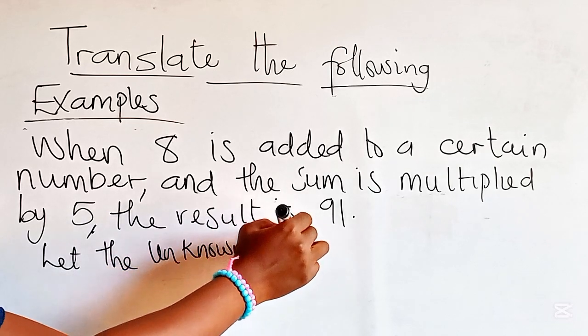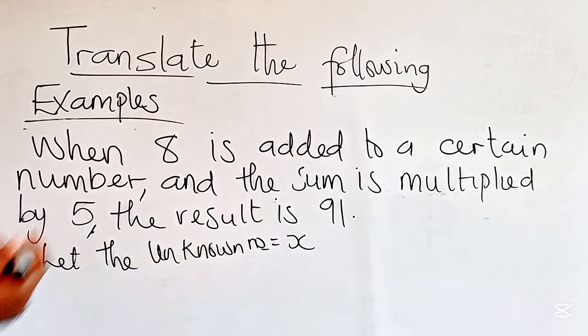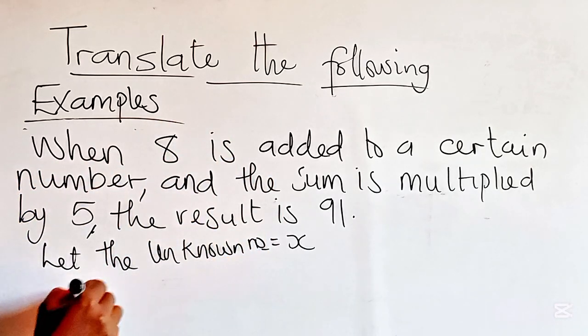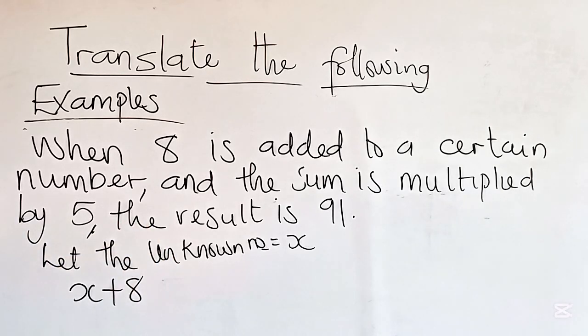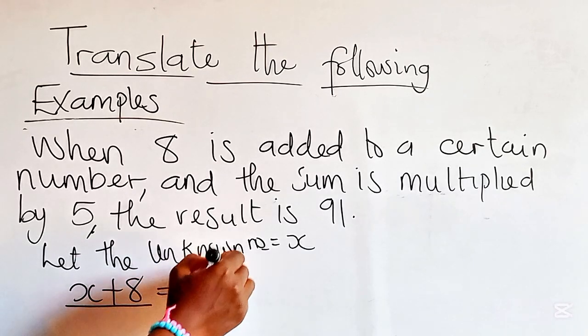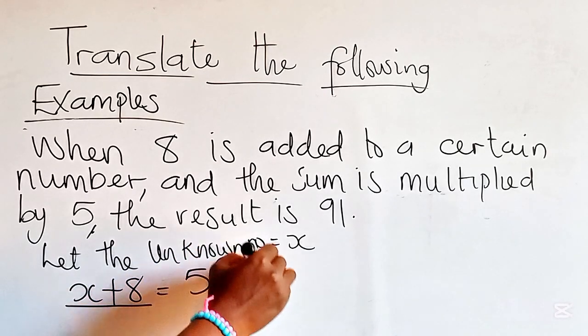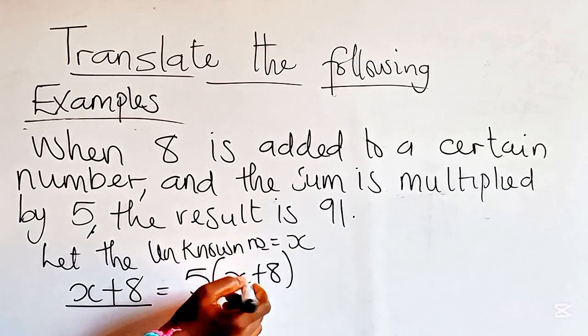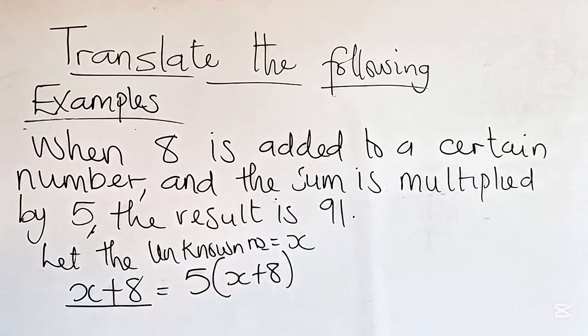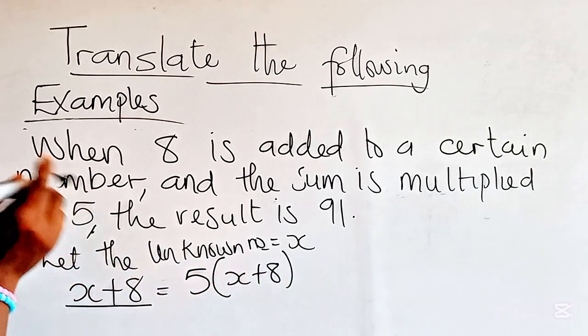be equal to x, right? Then we are told that 8 is added to this unknown number. That means x plus 8. So now this sum is multiplied by 5. Take note that these two terms are multiplied by 5. So to translate it, we are going to have 5, then we have this bracket x plus 8. Because the 5 is not multiplying only the unknown number or multiplying only 8, it's multiplying the sum. And this is the best way to interpret that statement.